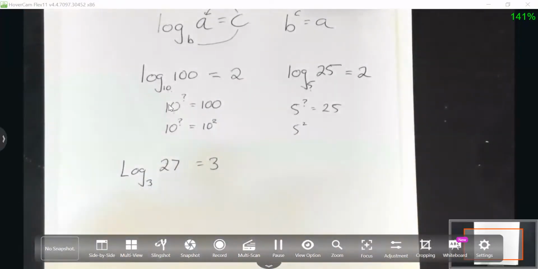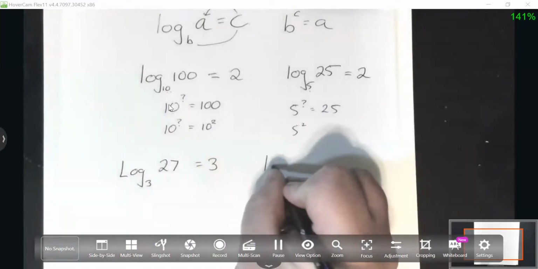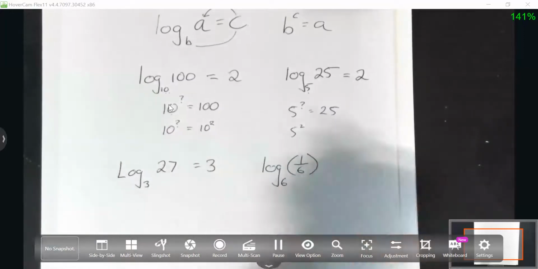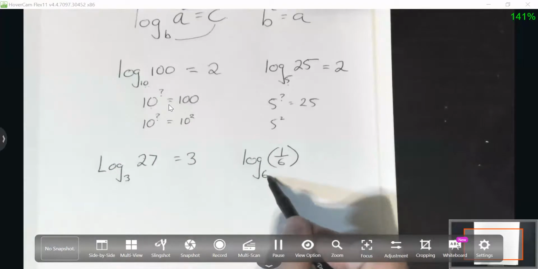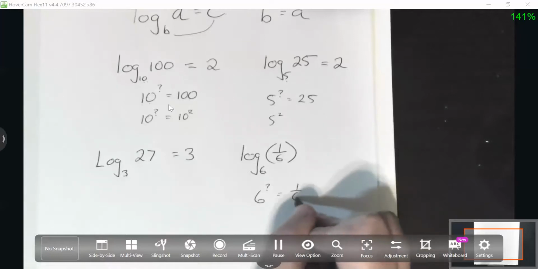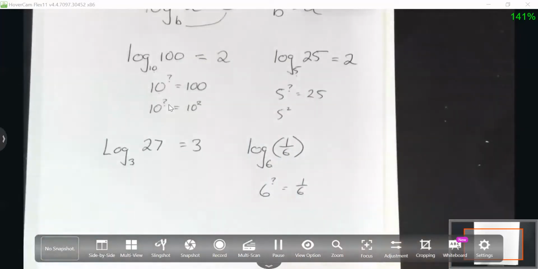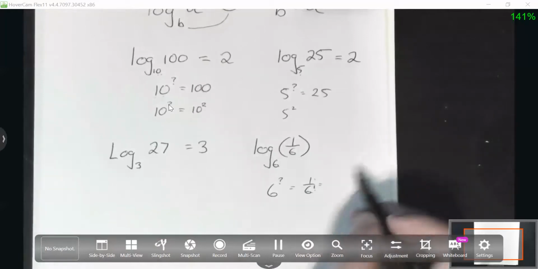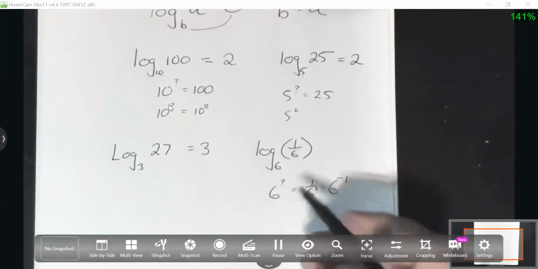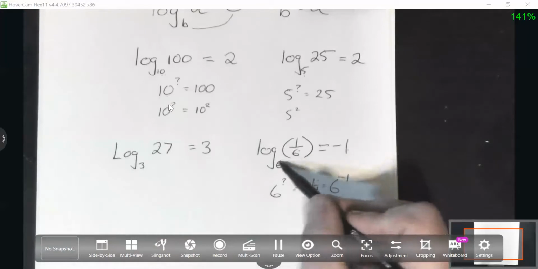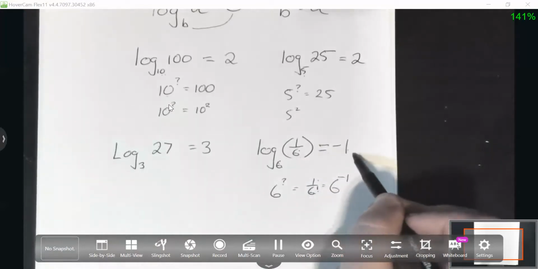Sometimes we can still apply all of our exponent rules. A little bit tougher to recognize sometimes is if we're dealing with fractions. So log base 6 of 1/6 is saying that 6 to what power is equal to 1/6. Well, back in unit 6, when we looked at exponent rules, we could take this and manipulate it. I know that's 6 to the first on the bottom, so I can move this up top and make it a -1 instead. So 6 to the -1 power is equal to 1/6. So log base 6 of 1/6 is -1.